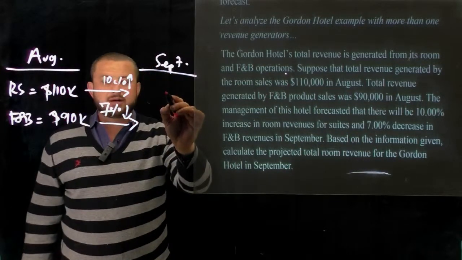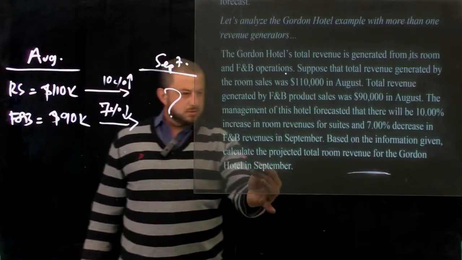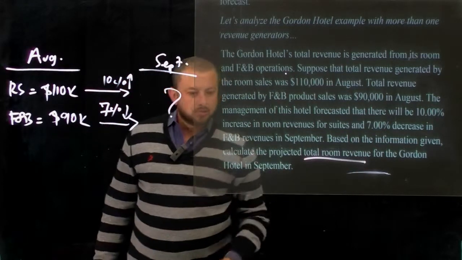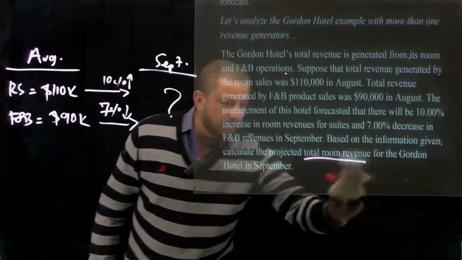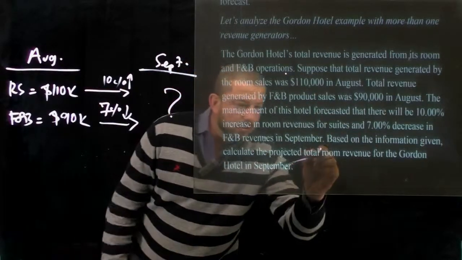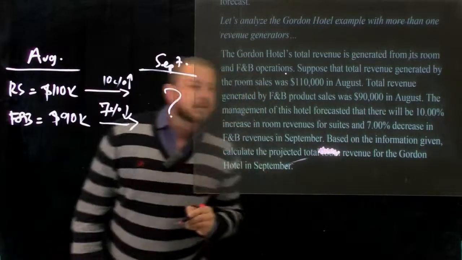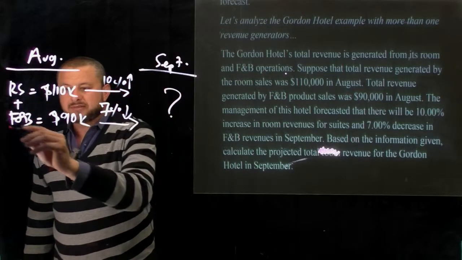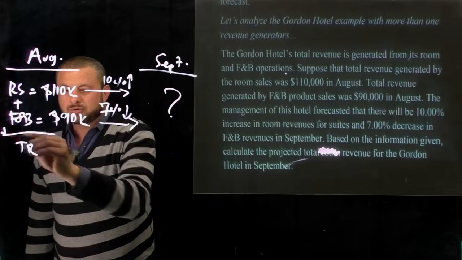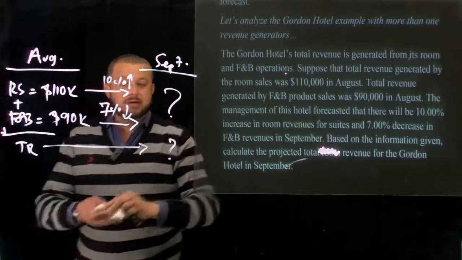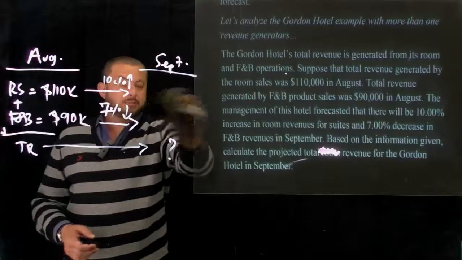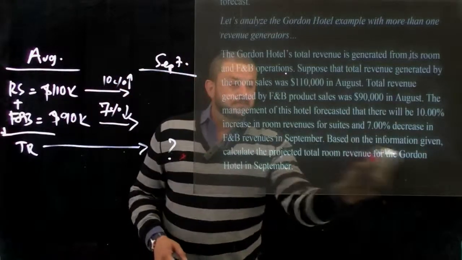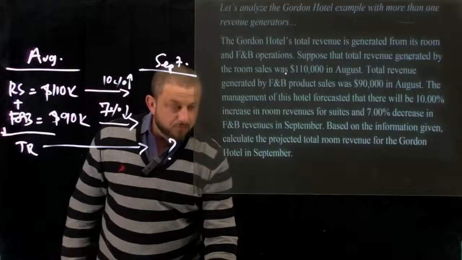Therefore, what I'm trying to find out is the total revenue. Well, guys, excuse me, there's a typo in the question. Total revenue for Gordon Hotel, meaning room revenues plus F&B. This will be the TR, total revenue. I'm trying to find out over here, guys, okay? So please excuse me, I apologize for the typo. We are trying to find out the total revenue.